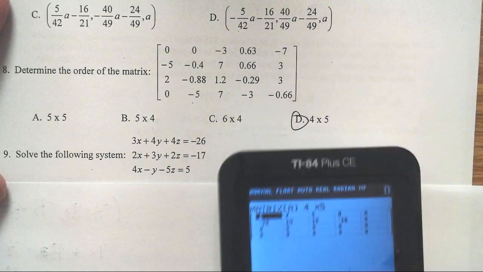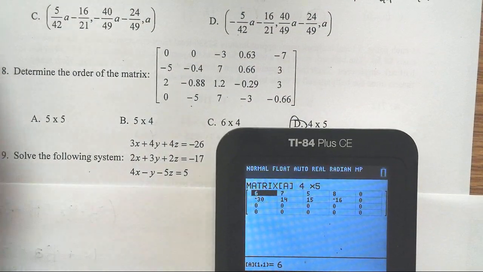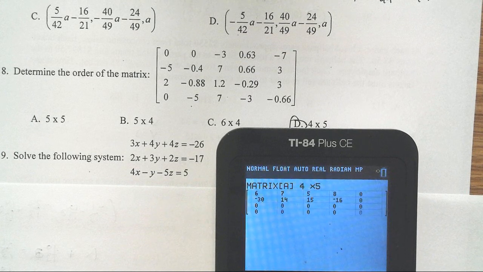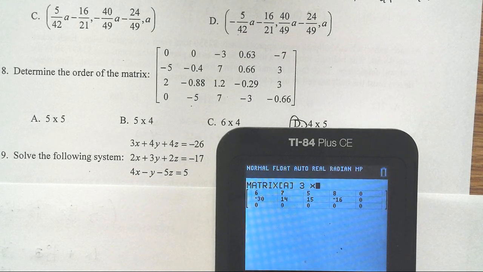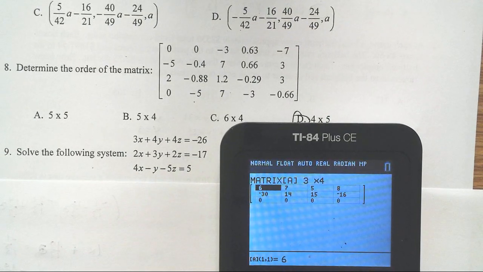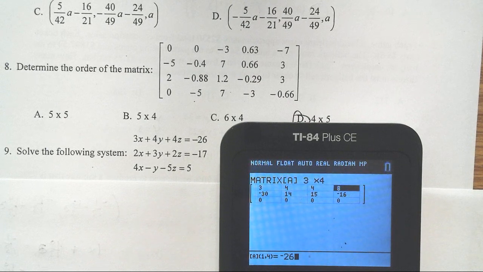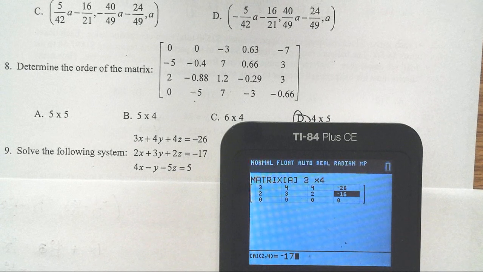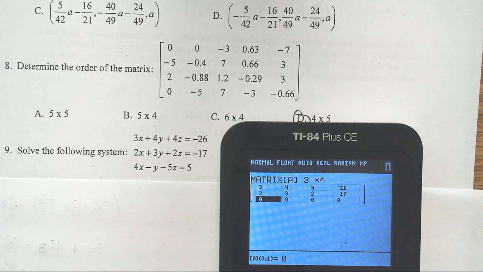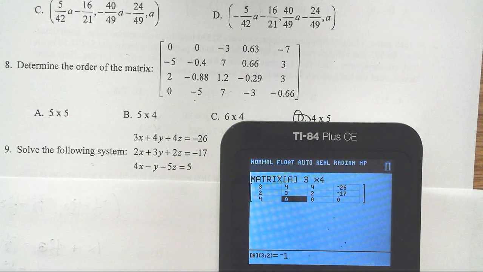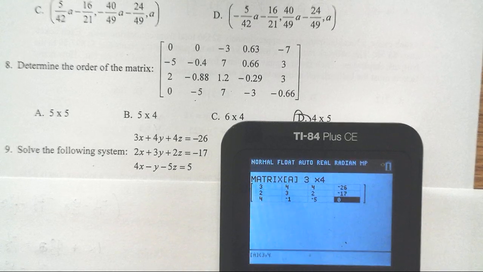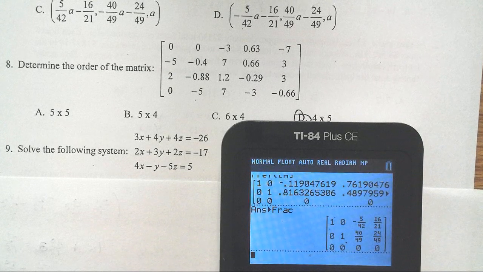Solve the following system. Getting lots of practice on this. Second matrix, edit, 3 by 4, 3 and 4 and 4 and negative 26, and 2 and 3 and 2 and negative 17. Good time to double check those. And 4 and negative 1 and negative 5 and 5. Second quit.